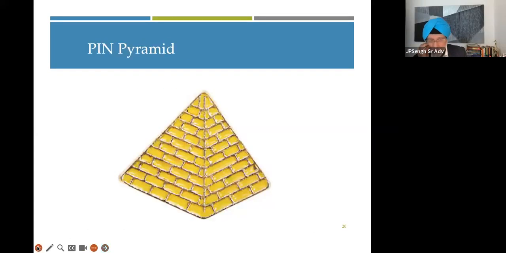You see, we've been talking about interests, right? Interests are sometimes our desires, our wants, things that move us to take positions, the actual real movers behind why parties take positions. Now, there is another theory which is called the PIN pyramid. PIN stands for positions, I stands for interests, and N stands for needs.